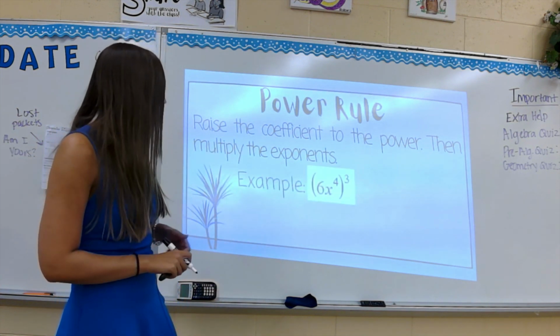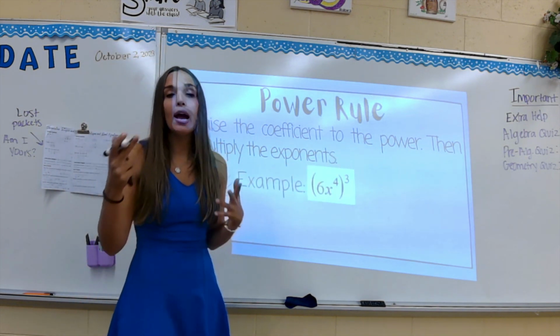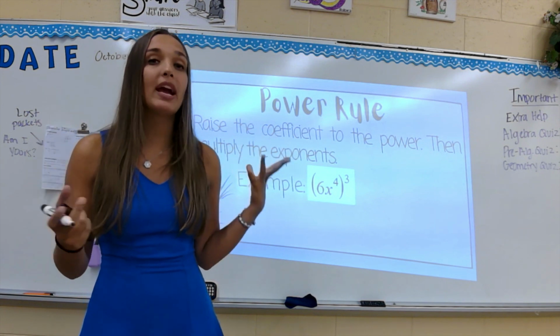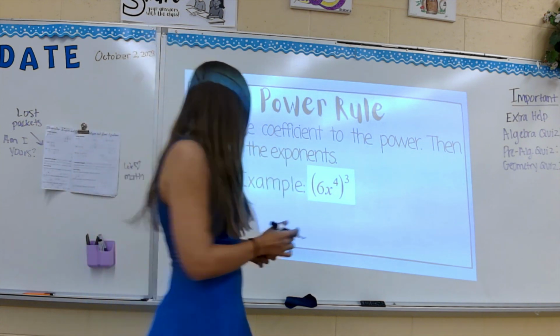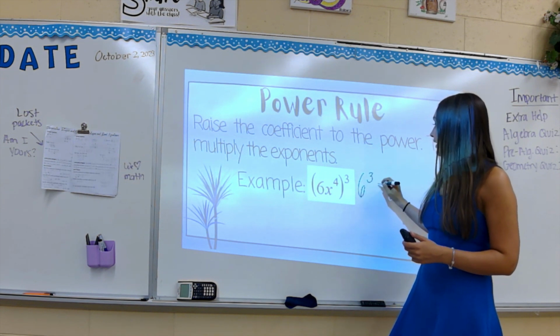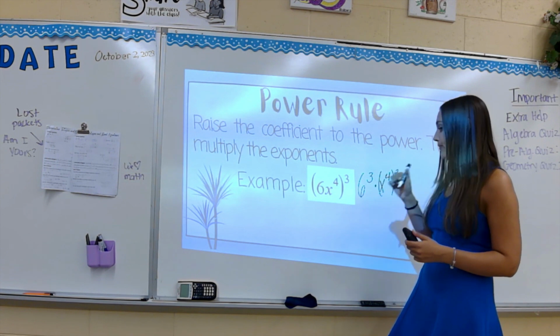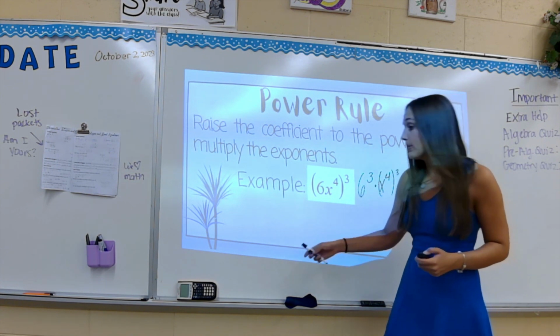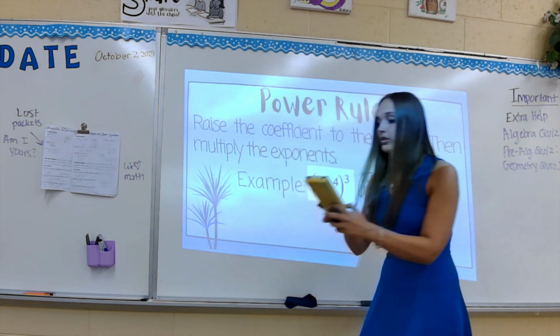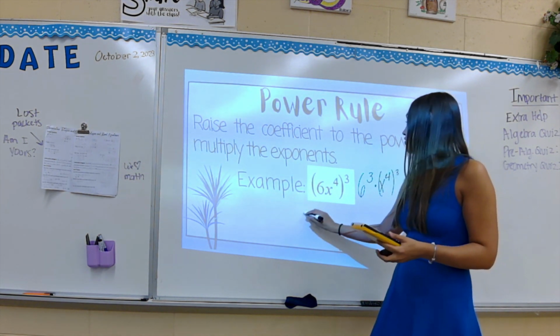So I have 6x to the 4th, all to the 3rd power. And I like to say if we can't remember what we have to do, break this up. So this is saying 6 to the third times x to the fourth, all to the third power here. So 6 to the third, that means we are going to put in our calculators 6 times 6 times 6, which gives me 216.